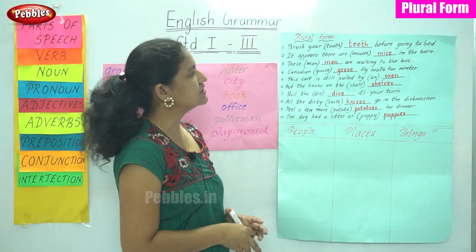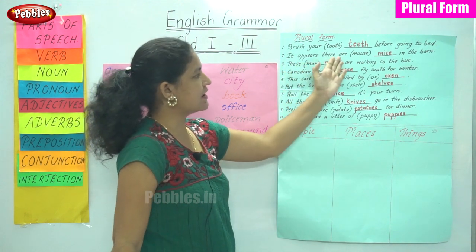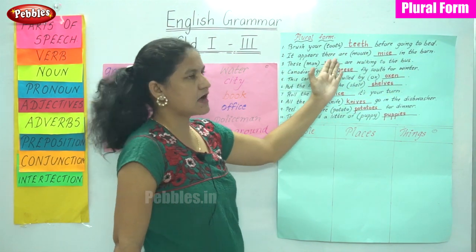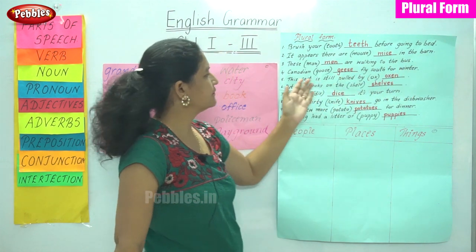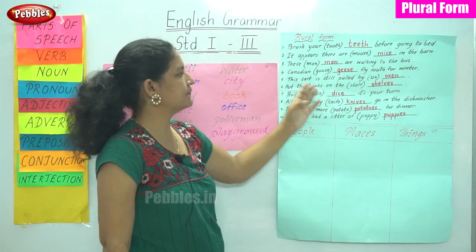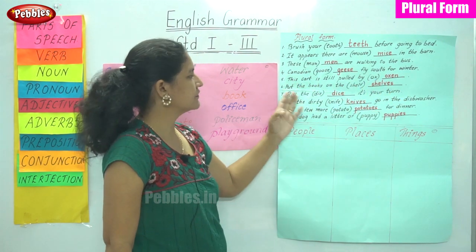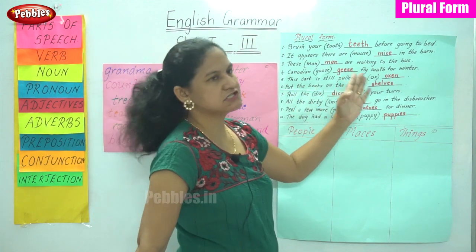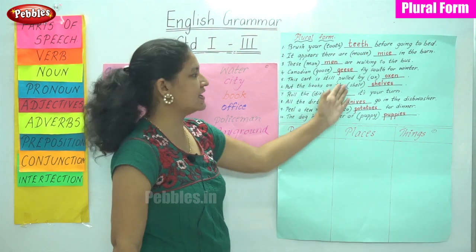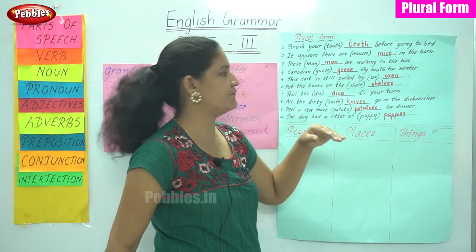Brush your teeth before going to bed. It appears there are mice in the barn. These men are walking to the bus. Canadian geese fly south for winter. This cart is still pulled by oxen. Put the books on the shelves. So we follow the plural rule. We drop the F and we add VES to convert it into plural form.